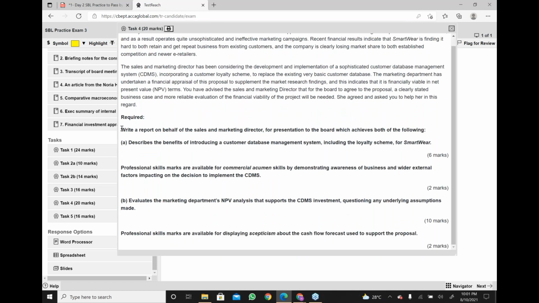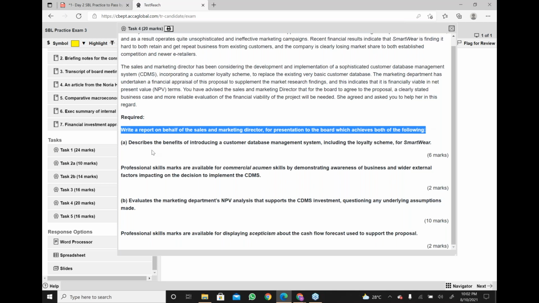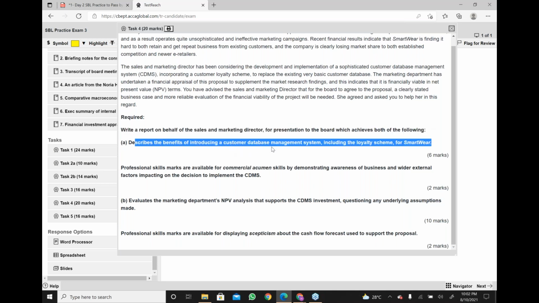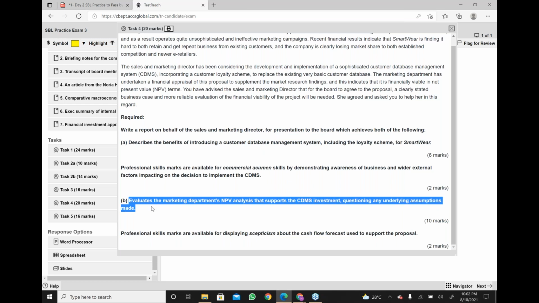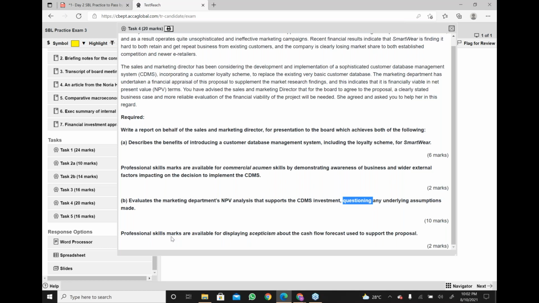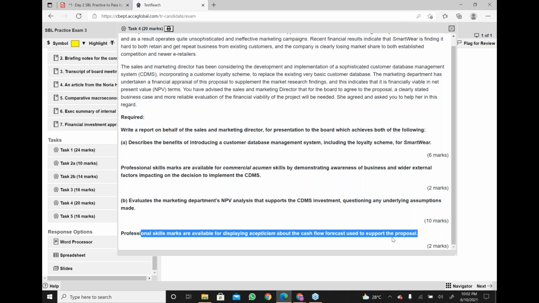4B. It says write a report on behalf of the sales and marketing director for presentation to the board which achieves both the following. A, it describes the benefits of introducing a customer database management system, and B, evaluate the marketing department's NPV analysis that supports the CDMS investments, questioning any underlying assumptions made. Questioning. Professional skills marks are available for displaying skepticism about the cash flow forecast used to support the proposal.